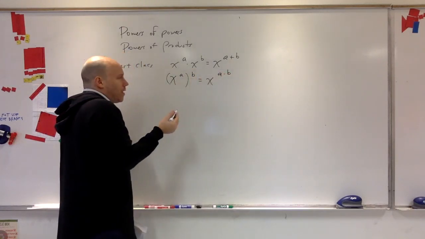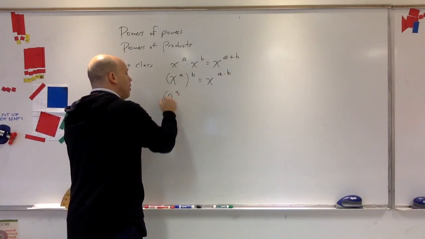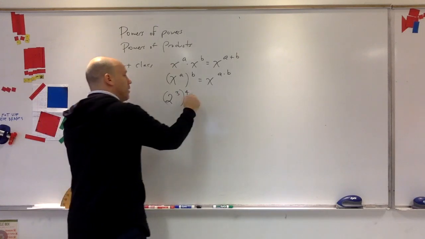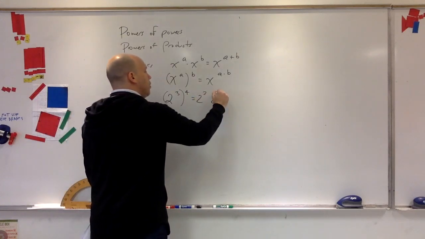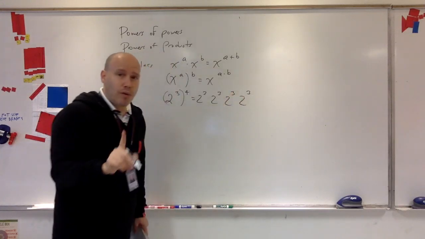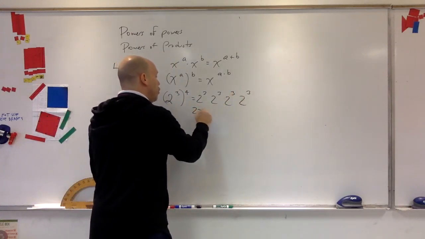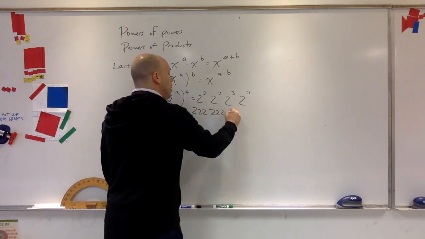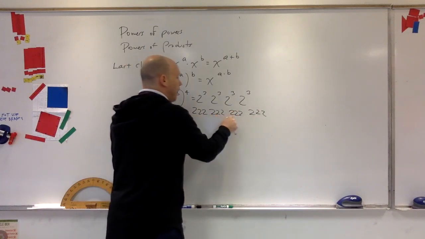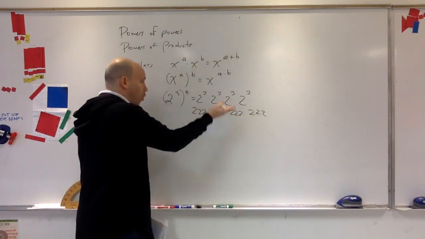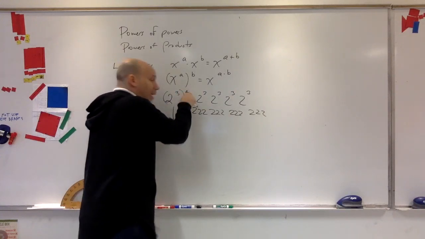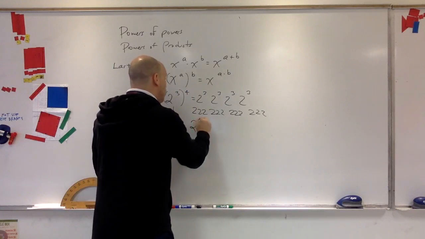Let's take a look at that. Just an example. If I say 2 to the third to the fourth power, we can see this is 2 to the third, 2 to the third, 2 to the third, 2 to the third. If you're still not really sure, write these out. 2, 2, 2, 2, 2, 2, 2, 2, 2, 2, 2, 2. That's 12. So 2 to the third raised to the fourth power is 2 to the 12th.